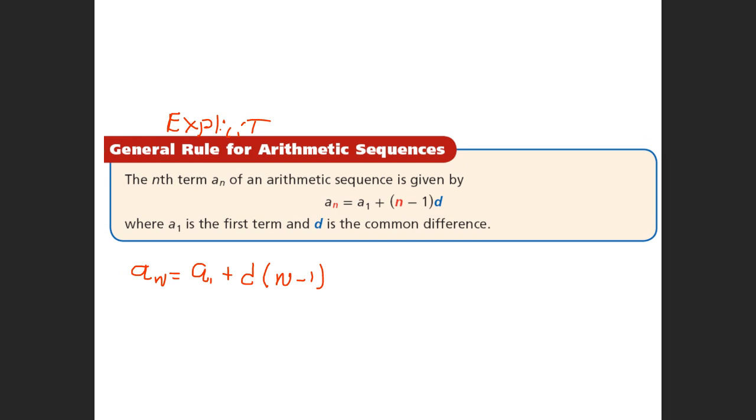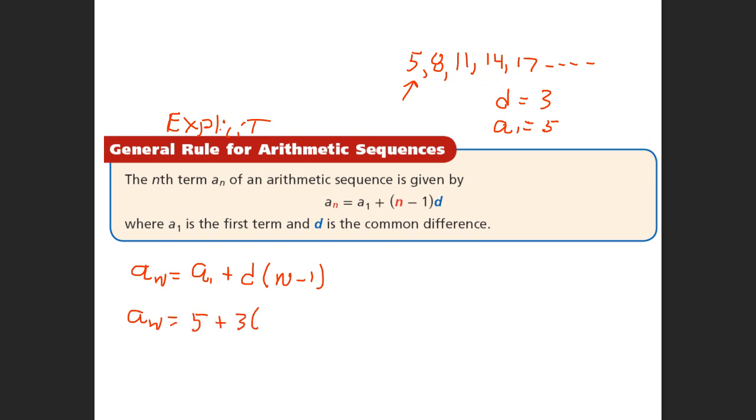So let's say I gave you a sequence. Let's go 5, 8, 11, 14, 17, ... This is an arithmetic sequence. In order to write this equation, you need the d value. What is the distance between each term? Looks like 3 here. What is a sub 1? That means the first term in the sequence, which in this particular sequence is 5.